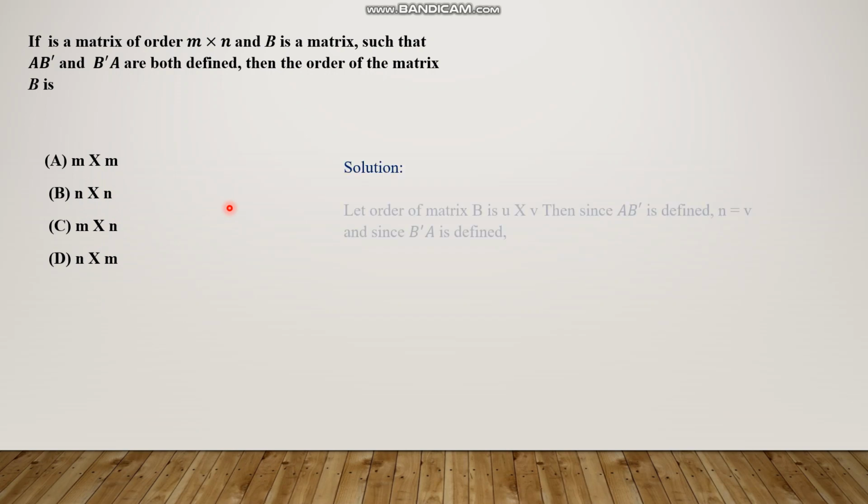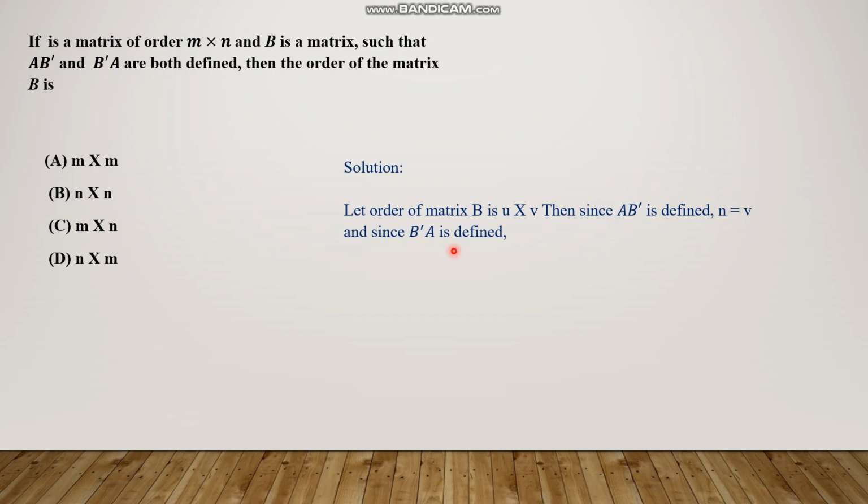Now observe this. If we take the order of the matrix as some u by v, then since AB dash is defined, as you know, if the matrix multiplication is defined, then the number of columns of the first matrix must be equal to the number of rows of the second matrix. If the order of B is u by v, then the order of B dash, the transpose of B, will be v by u, and the first matrix column is n because it is given. The second matrix, that is B dash row, will be v, so n must be equal to v.